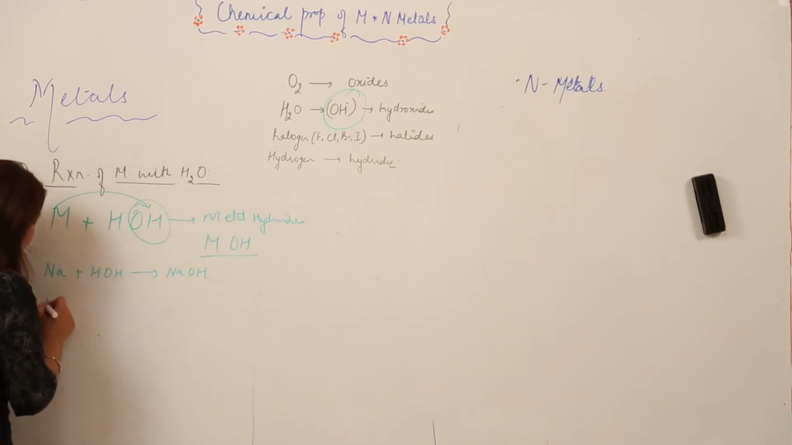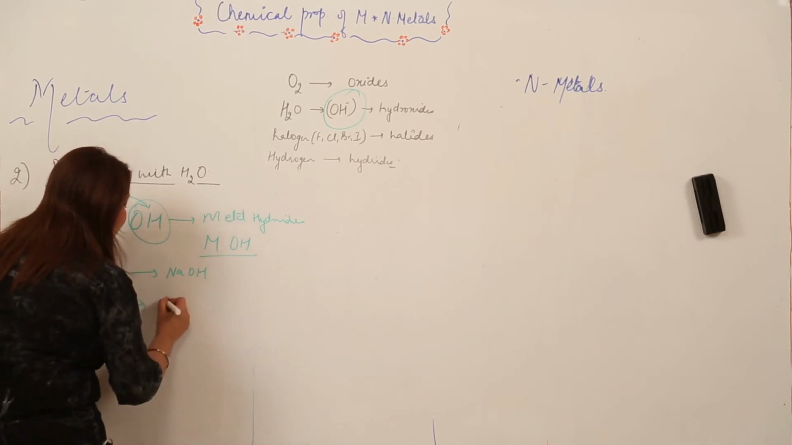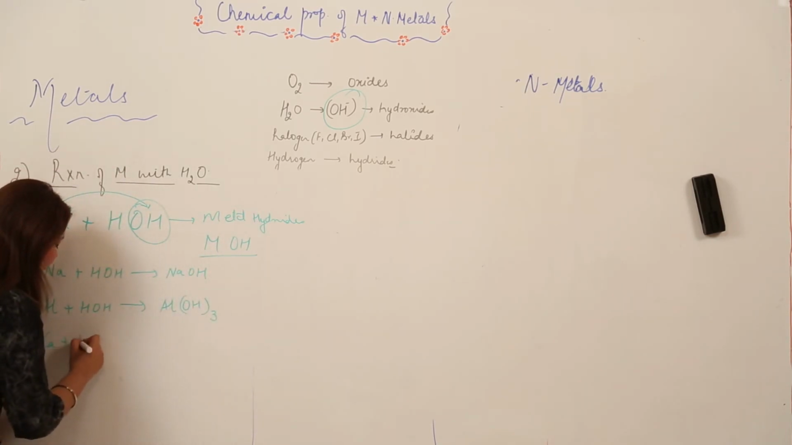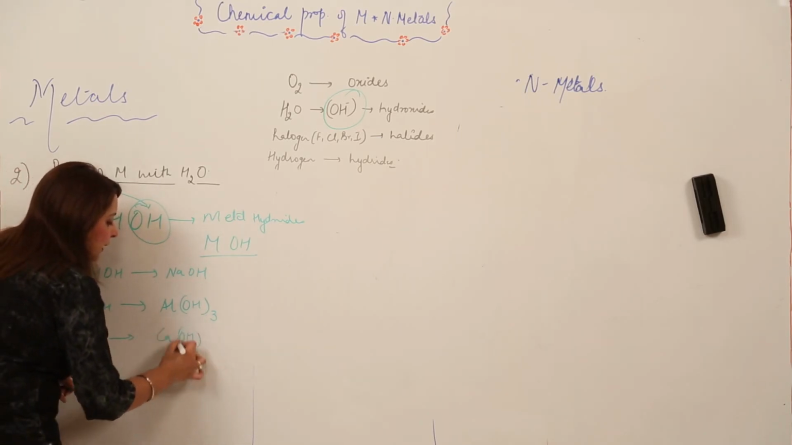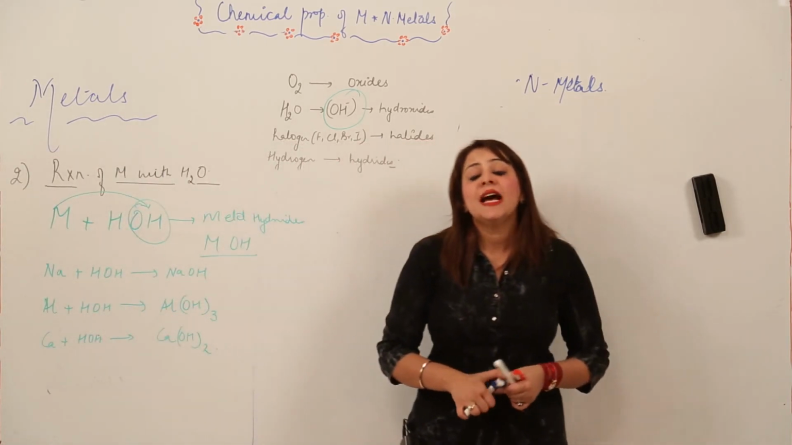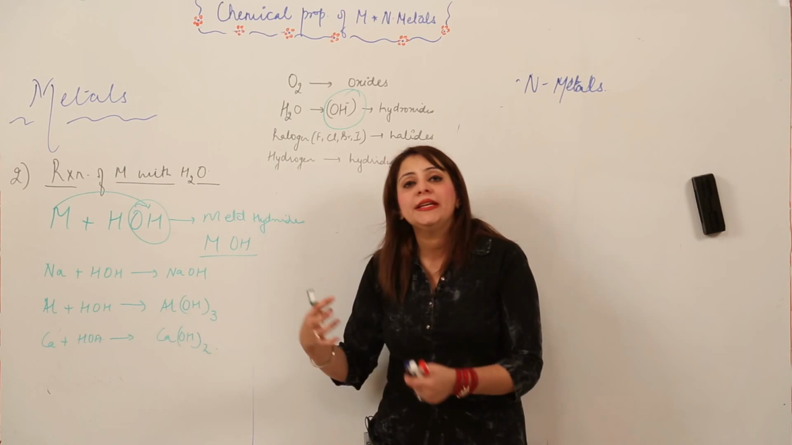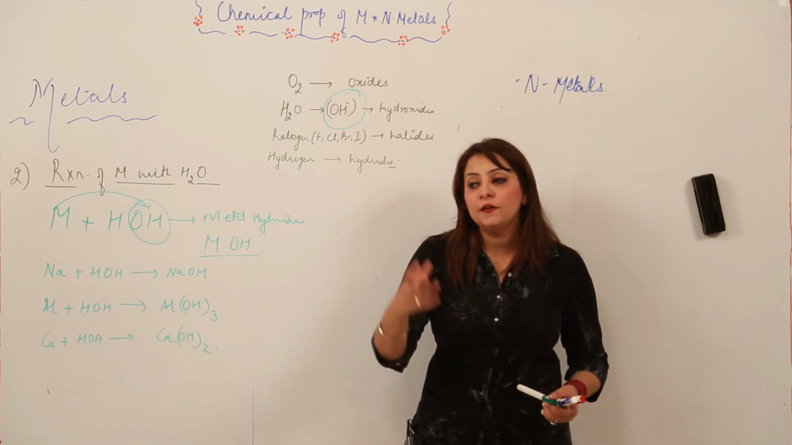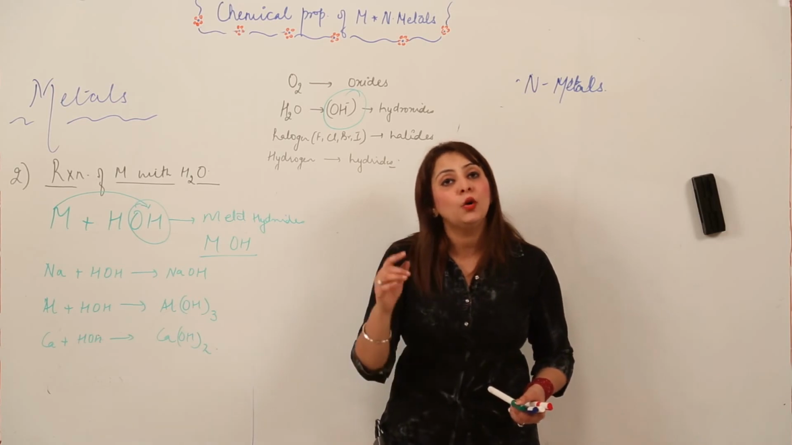And if I react aluminium with water, what do I get? Again the aluminium hydroxide, but with formula Al(OH)3. And when I react calcium with water, I get calcium hydroxide, but with formula Ca(OH)2. I am giving different examples to show you that the formula is not limited to only MOH. It can be MOH, M(OH)3, or M(OH)2, depending upon the valency of the metal, because the valency of hydroxide in all cases remains OH negative.